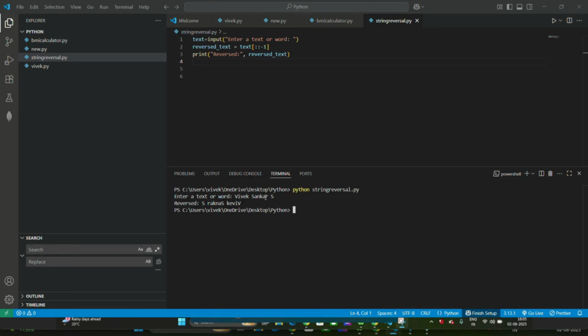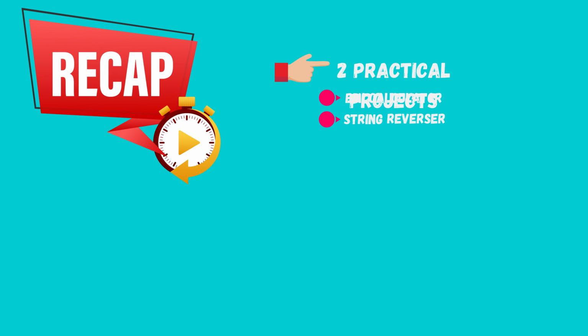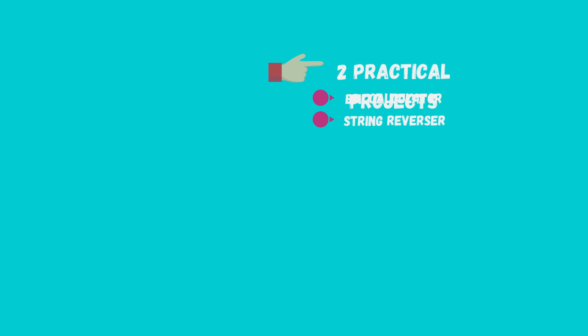Try running this code on your own and see what happens when you reverse other words or phrases. Magic, right? Let's quickly recap what we learned today. Data types, int, float, str, and bool. Operators for math and logic. Input and typecasting. String formatting and manipulation. And 2 practical projects, a BMI calculator and a string reverser.